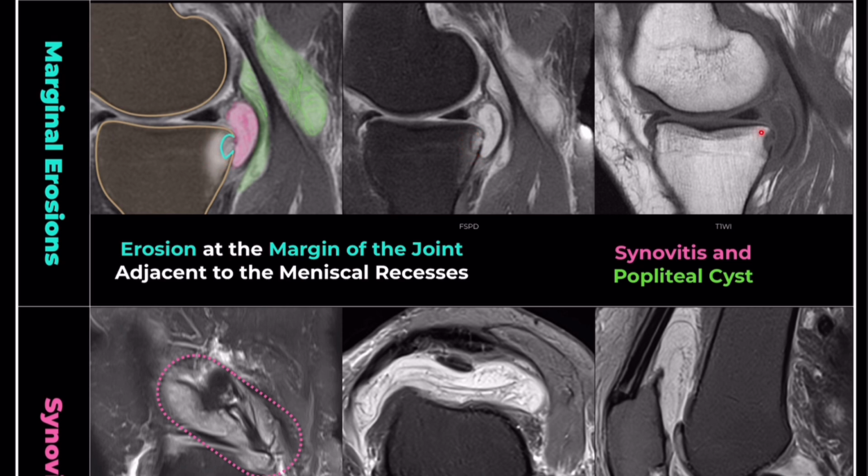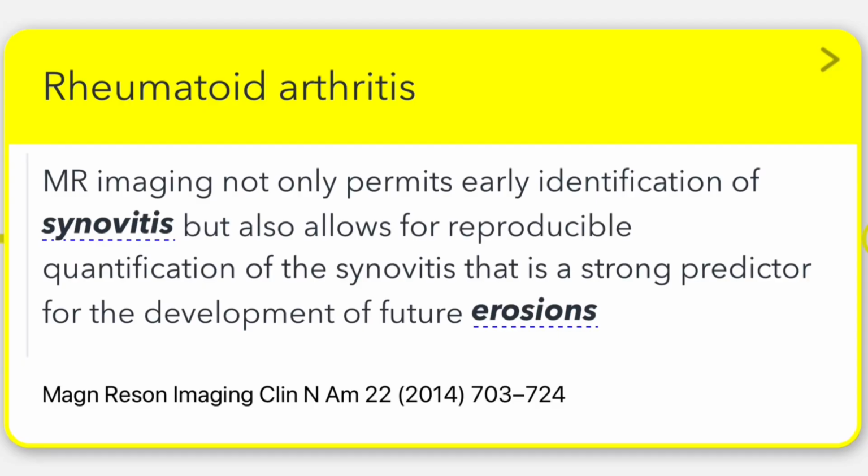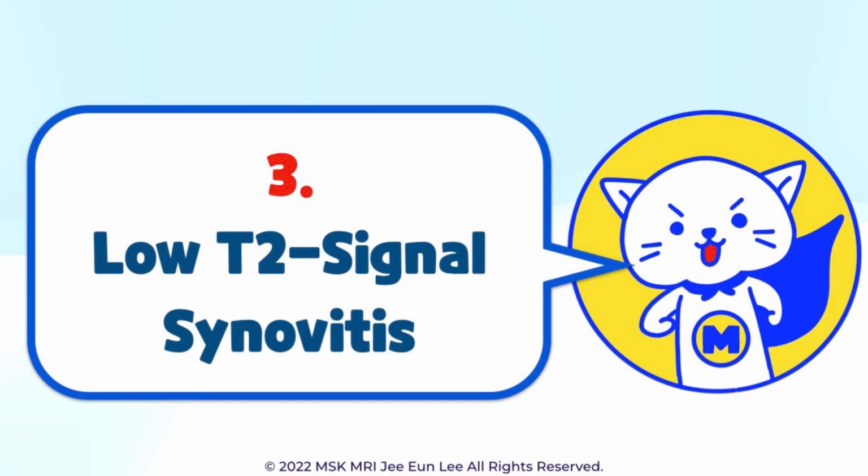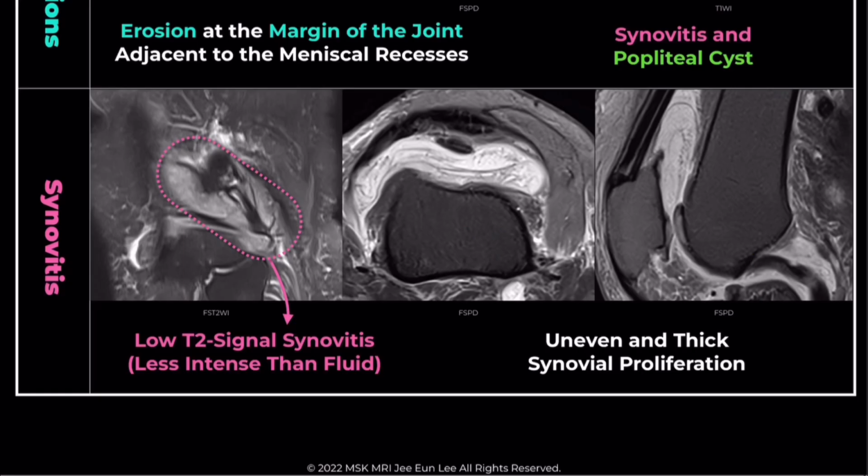These are erosions at the margins of the joint, typically adjacent to the meniscal recesses. These erosions are indicative of progressive joint damage in rheumatoid arthritis. Now, let's focus on synovitis.